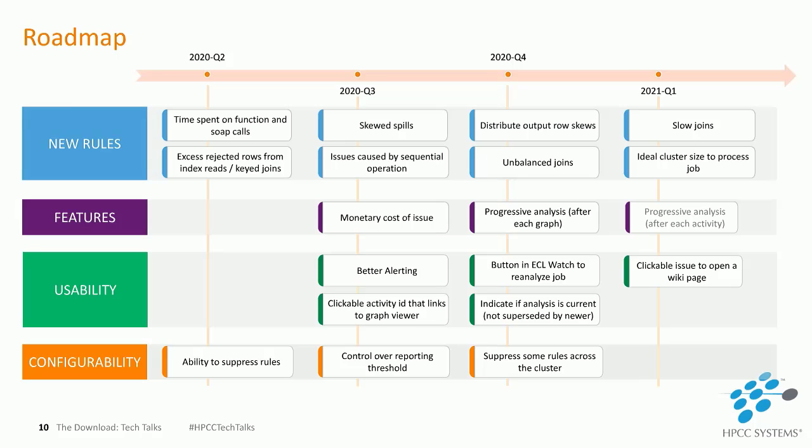Okay, coming to the main goal for this talk, the roadmap. I've divided the development items into 4 distinct areas: new rules, features, usability, and configurability. As you can see from the size of the different areas, my priorities are new rules and usability.